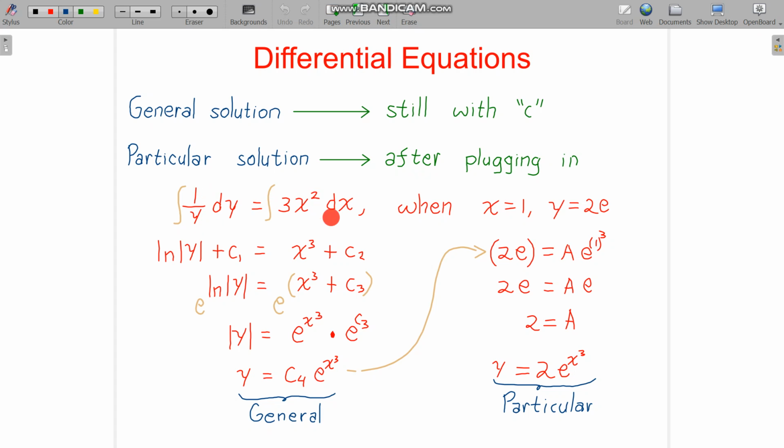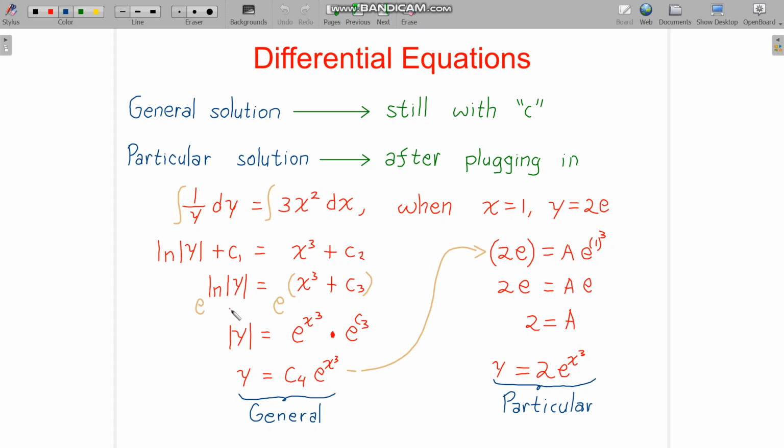So for example, you have this equation, and when x equals 1, y equals 2e. If we integrate, 1 over y becomes ln, and 3x squared becomes x cubed. We have a constant. We can just move this c1 to the right. We have c2 minus c1, which is another constant. We can call it c3.